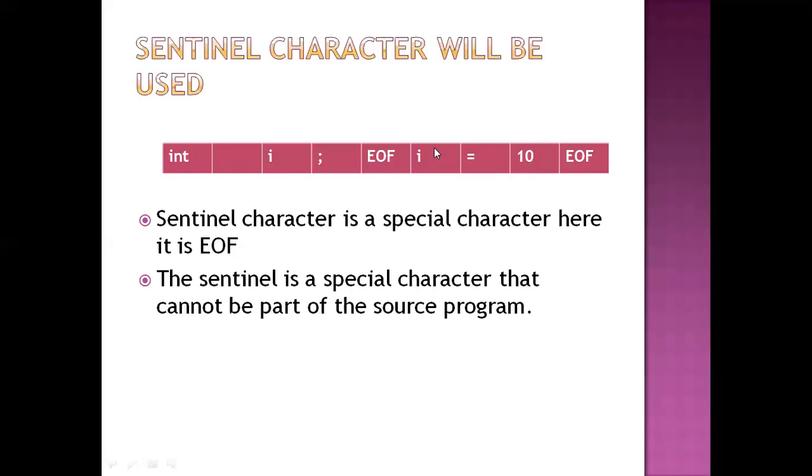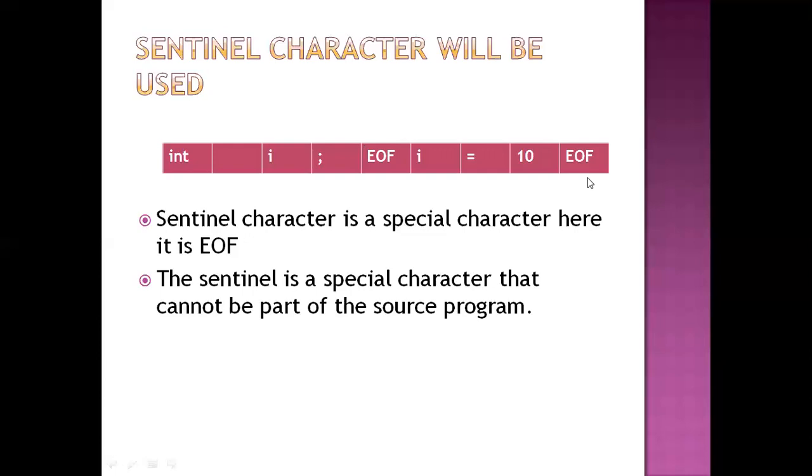Here EOF is called a sentinel character. It is a special character, and the sentinel is not a part of the program. It will be used for identifying that the first buffer has ended and the second buffer has ended.